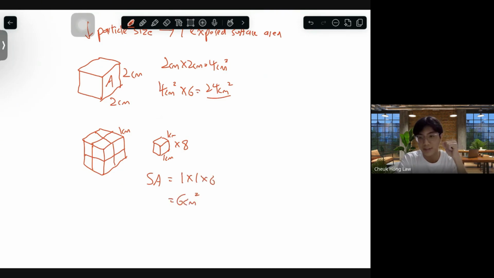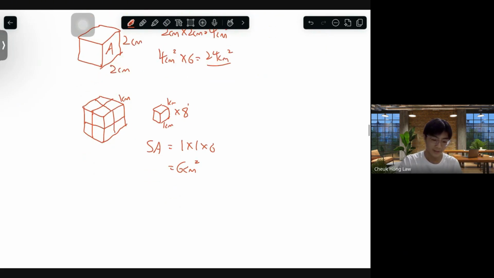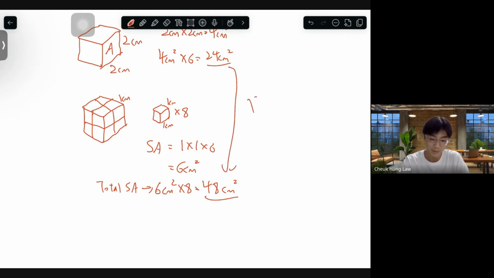Surface area of 1 is 6 cm squared, sorry. But now I have 8 of these because I cut it into 8 small pieces. So my total surface area now is 48 cm squared. Do you notice it's actually double? Okay, but double is not the point now. The point is that it is more than the bigger particle size, right?